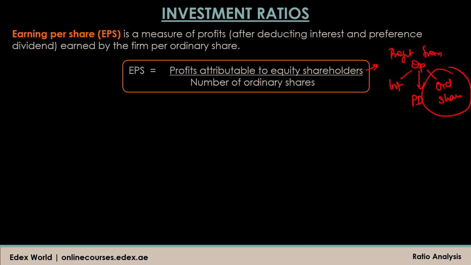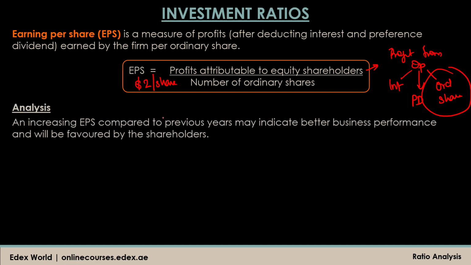That has to be divided by the number of ordinary shares in the firm that are already issued, and then we get the EPS. So EPS is basically a value in amount, because profits are in amount, divided by the number of ordinary shares. So let's say we get $2, so it's $2 per share. This is how you present it. How do you analyze EPS?